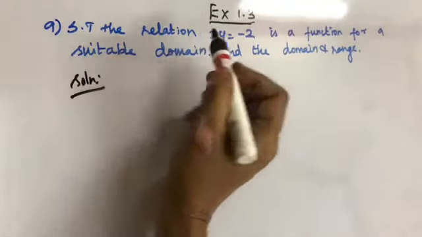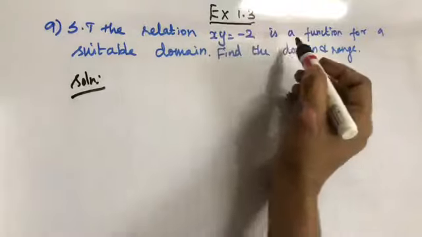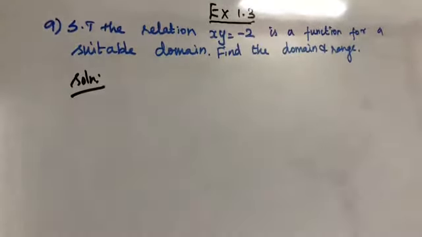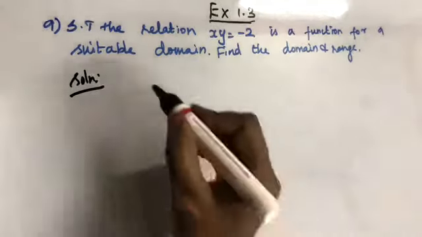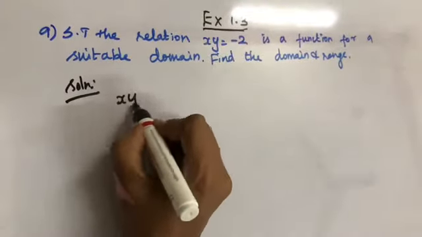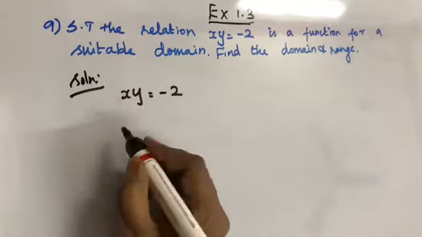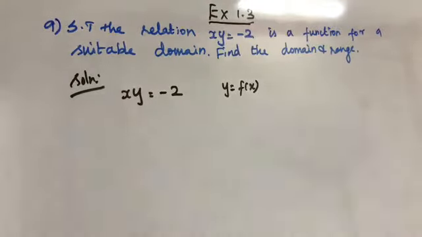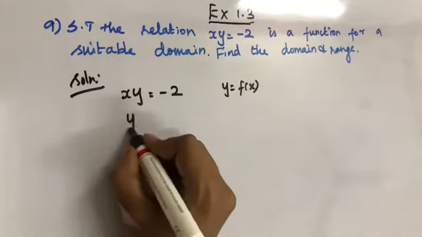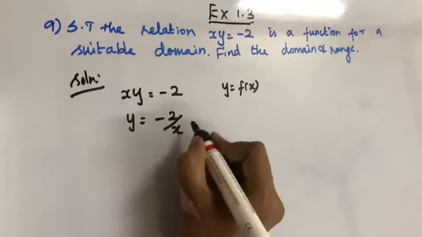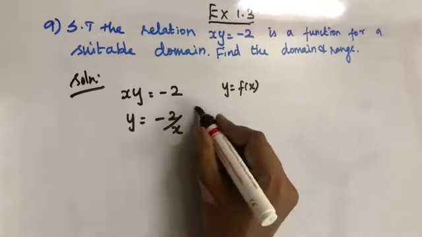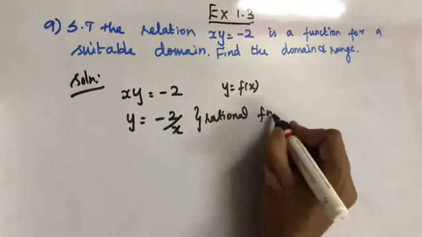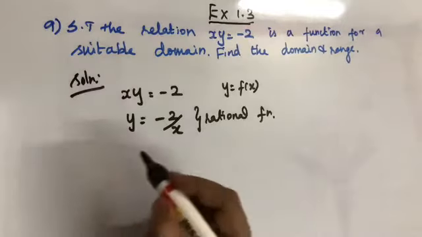Show that the relation xy is equal to minus 2 is a function for a suitable domain. Find the domain and range. Okay, so now the given relation is xy is equal to minus 2. Usually we take y is equal to f of x, right? It is x to f of x. So here y is equal to minus 2 by x. It is a rational function. For a rational function, the denominator should not be equal to 0.